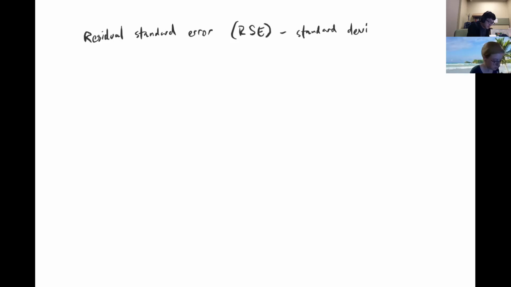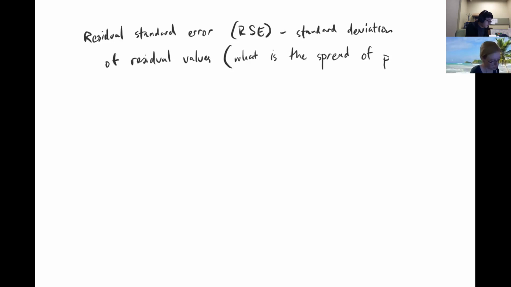So the residual standard error. This is the RSE, and this is the standard deviation of residual values. And the way that you can think of this is: what is the spread of points about the regression line?